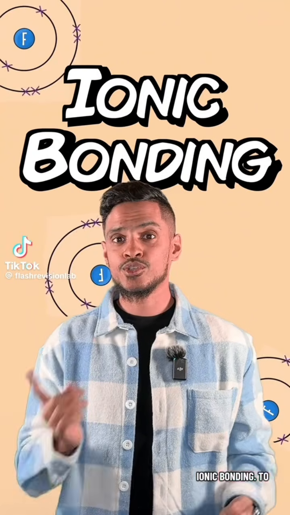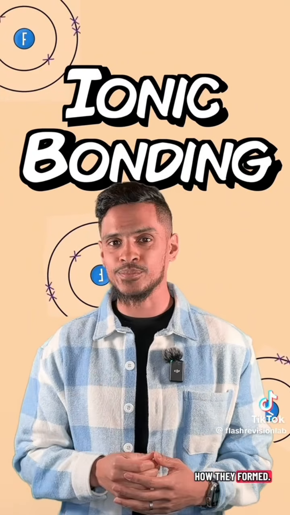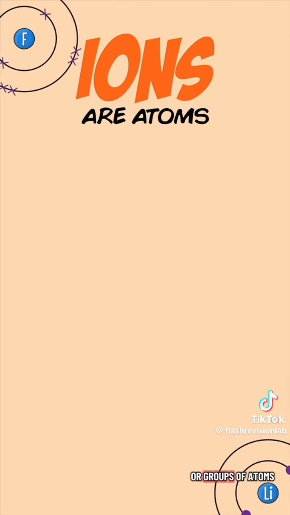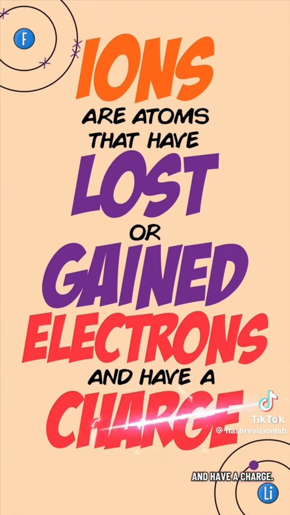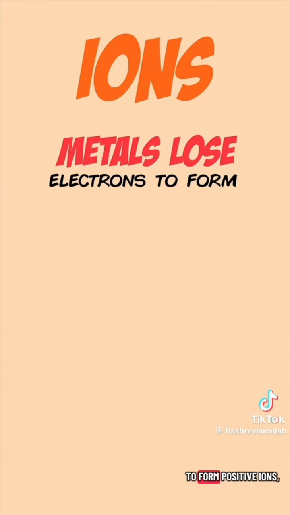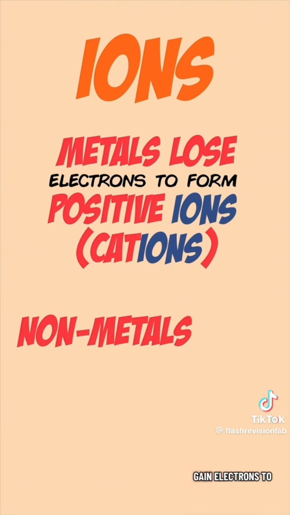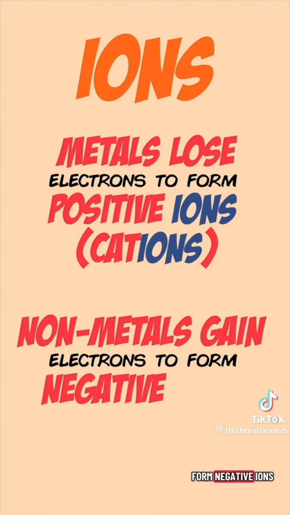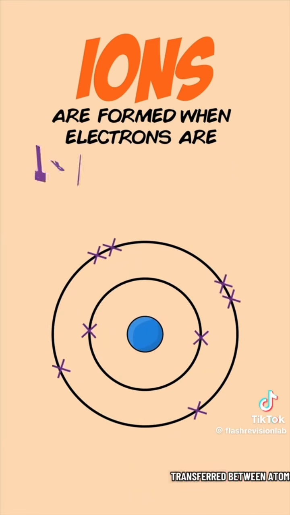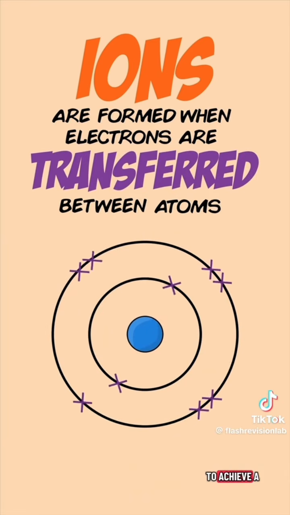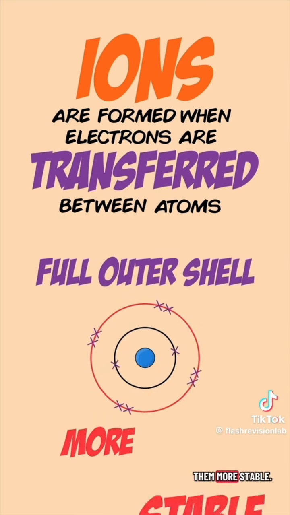Ionic bonding. To understand this, you need to first understand what ions are and how they're formed. Ions are atoms or groups of atoms that have lost or gained electrons and have a charge. Metals lose electrons to form positive ions, which we call cations, and non-metals gain electrons to form negative ions, or anions. Ions are formed when electrons are transferred between atoms to achieve a full outer shell, and this full outer shell makes them more stable.